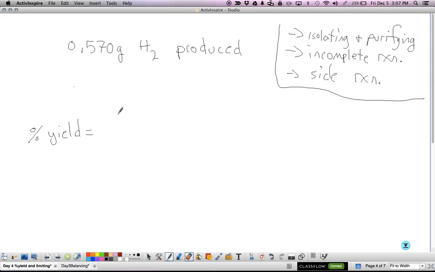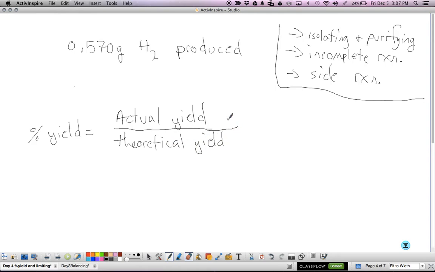And percent yield is the actual yield. Here, I'm not going to abbreviate just yet. Actual yield over the theoretical yield. Now, actual yield, you either have to find by experiment or it has to be a given. Theoretical yield is what you calculate using stoichiometry. And this, of course, is times 100% to get the units right.